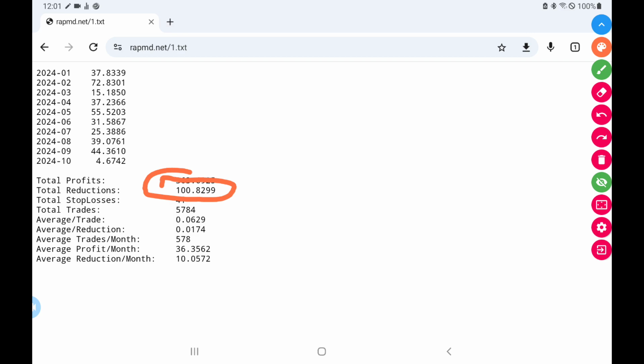Now, because I've taken a reduction on every single trade, that means I've taken 5,784 reductions. And we can see that my reduction of 1 unit has only been 1 penny. But my average profit per trade has been 6 pennies or 6 cents. So this is the significance of the technique.